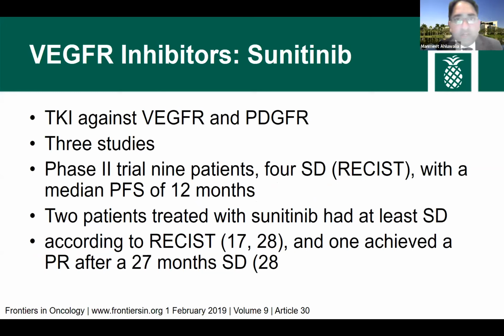Moving on to a different VEGF inhibitor, this is Sunitinib. It's a drug that was actually initially FDA approved in kidney cancer, and it's a tyrosine kinase inhibitor, again, targeting the VEGF pathway and the PDGFR pathway. There are 3 studies which have been done in this. The largest phase 2 trial was around 9 patients. Again, you can look at it, it's relatively smallish studies. They had 4 stable disease by RECIST criteria. They had median progression-free survival of 12 months in patients who actually had stable disease. There was another case report where 2 patients were treated with Sunitinib and at least had stable disease. When they looked at the RECIST criteria, they had a PR that was maintained after 27 months of stable disease.